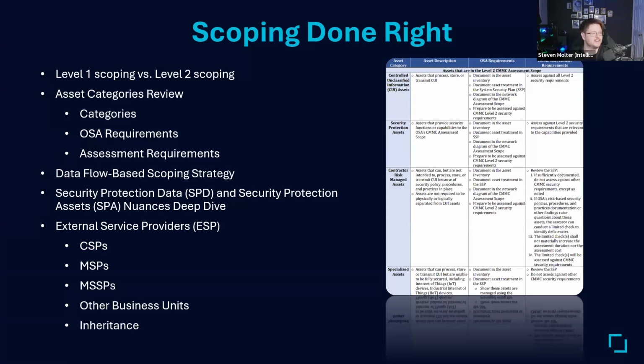So 100%. All right, for sake of time, let's move on to the next slide, Jared.